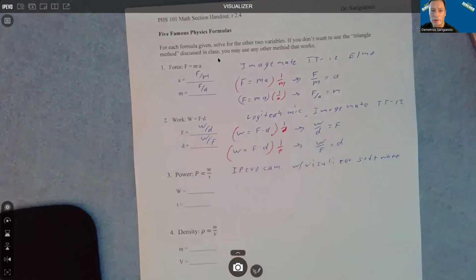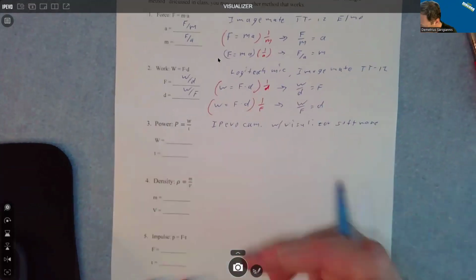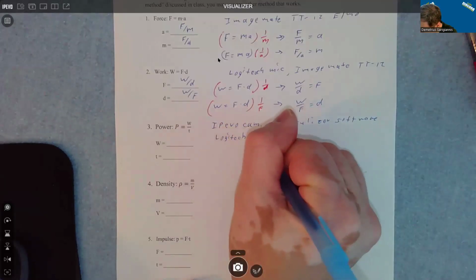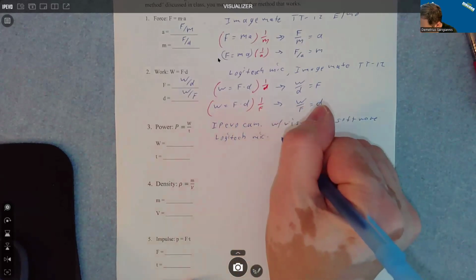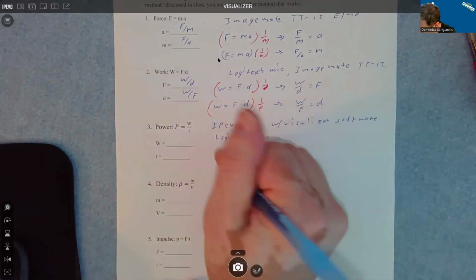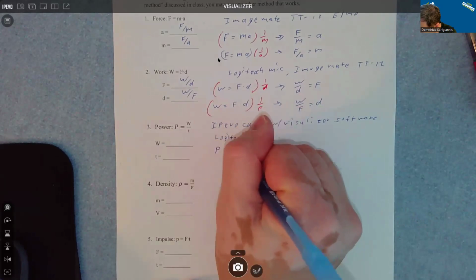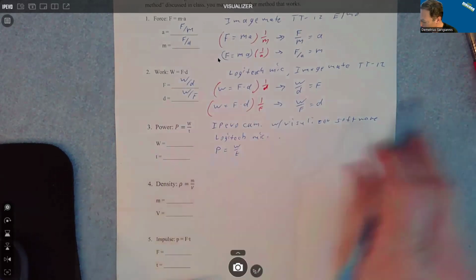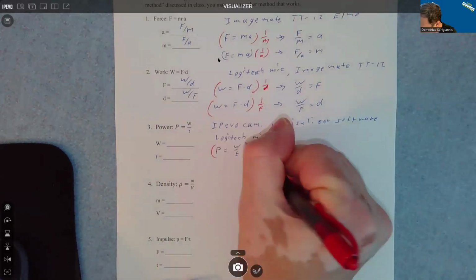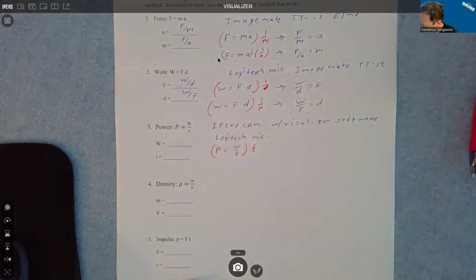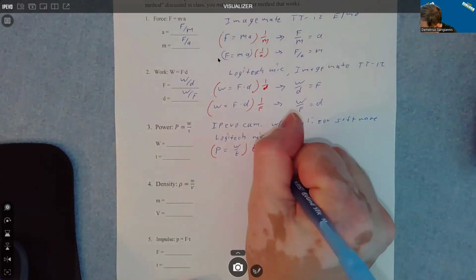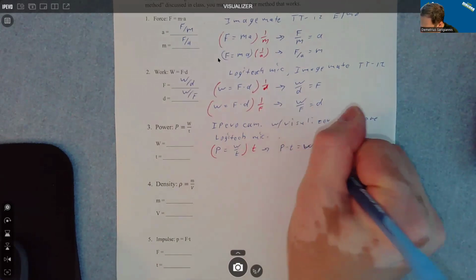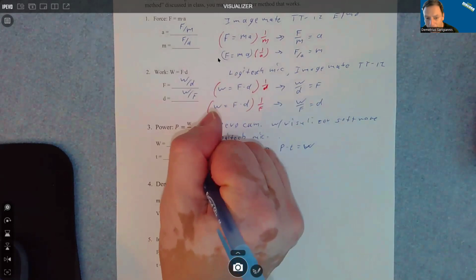Let me rearrange this a little bit. And we want to find W. So we've got power equals work over time. We want to get W by itself. So we're going to take this equation and multiply both sides by T. And that's going to give us power times time equals W. So W is just power times time.